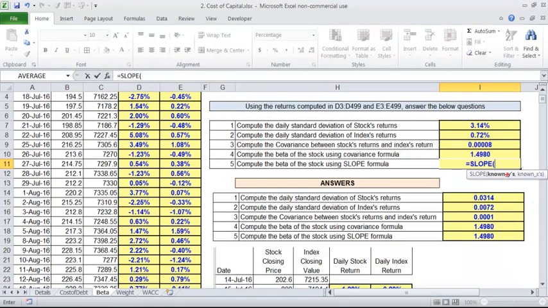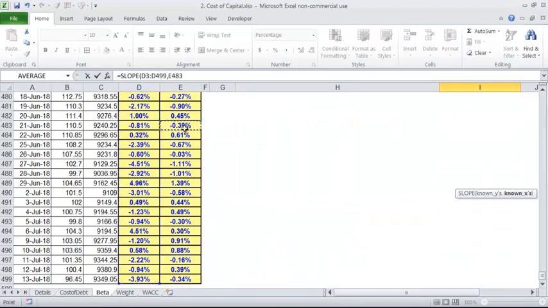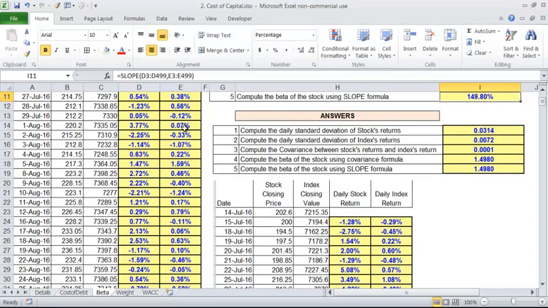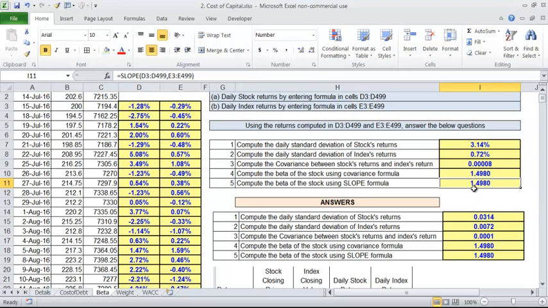Please note that the slope function asks you what the known y's and the known x's are. Y is the dependent variable, and x is your independent variable. In this case, the independent variable is the index or the market, and the dependent variable is the stock returns. So for known y's, we first enter the y's, and then we enter the x's, and we get it. Let's format it. So using the slope formula also we have got the beta.